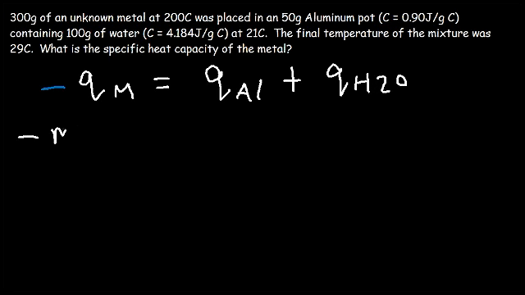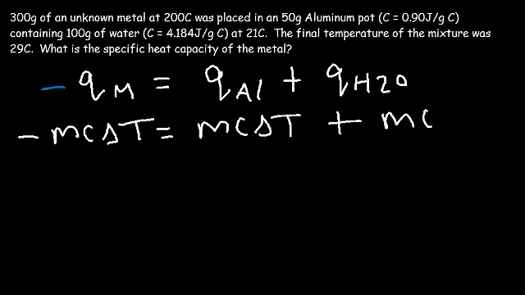So it's going to be negative mcΔT for the unknown metal, then mcΔT for the aluminum metal, and one for water. The mass of the unknown metal is 300. We don't know the heat capacity, we're looking for it. The final temperature of the entire mixture is 29, and the initial temperature of the metal is 200.